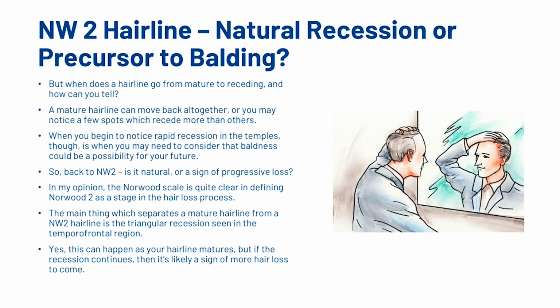So back to Norwood 2, is it natural or a sign of progressive loss? In our opinion, the Norwood scale is quite clear in defining Norwood 2 as a stage in the hair loss process. The main thing which separates a mature hairline from a Norwood 2 hairline is the triangular recession seen in the temporofrontal region. Yes, this can happen as your hairline matures, but if the recession continues, then it's likely a sign of more hair loss to come.